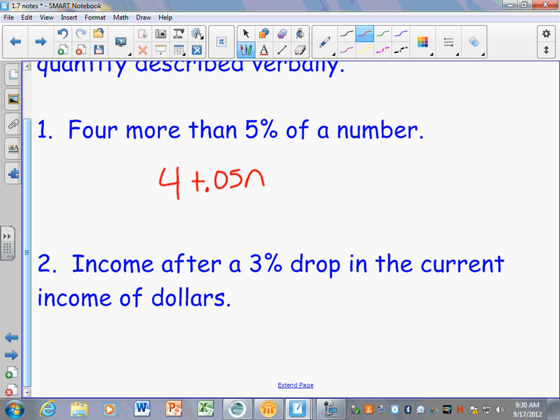What do you think? How do I write the income after a 3% drop in my current income? How much income do I have left if I lost 3% of my income?